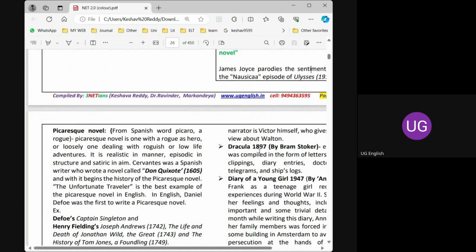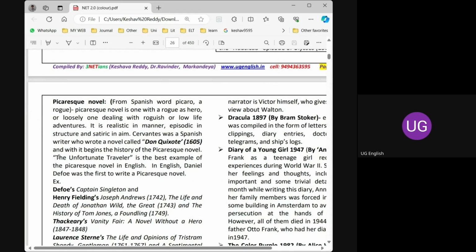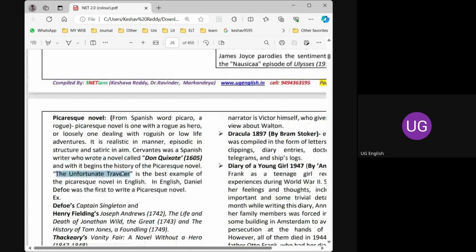And coming to the picaresque novel, just now we discussed the first picaresque novel in English. It is The Unfortunate Traveler. So this was actually derived from a Spanish writer's very important work by Cervantes. Just remember the name Cervantes. The name of the work is Don Quixote. So you have to pronounce it like Quixote. So Don Quixote, it's a picaresque novel. The origin is in this work, Don Quixote.